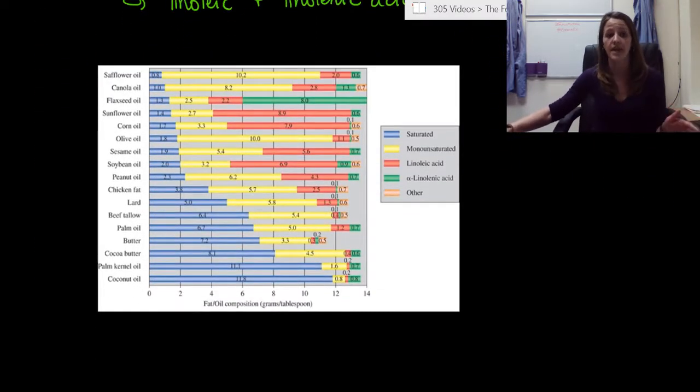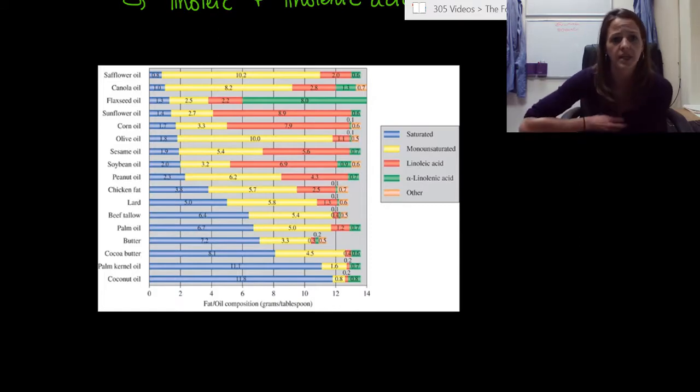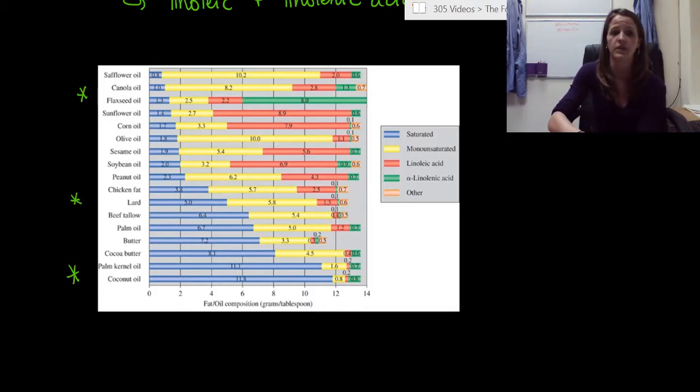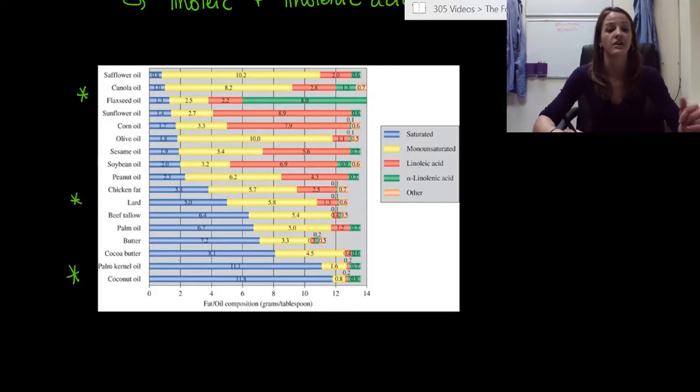So let's look at a little table that highlights the composition of a bunch of different oils and butters. You can see at the very top, we're looking at something like canola oil or flaxseed oil. In the middle, we have something like lard. And then all the way at the bottom, we're looking at our coconut oil. So these are the 3 I just highlighted. On our left axis, we just have a list of different oils and butters, or lards, I should say, or fats. And then on our x-axis, we have our fat oil composition, specifically the number of grams per tablespoon of fat, or oil, whatever we want to call it.